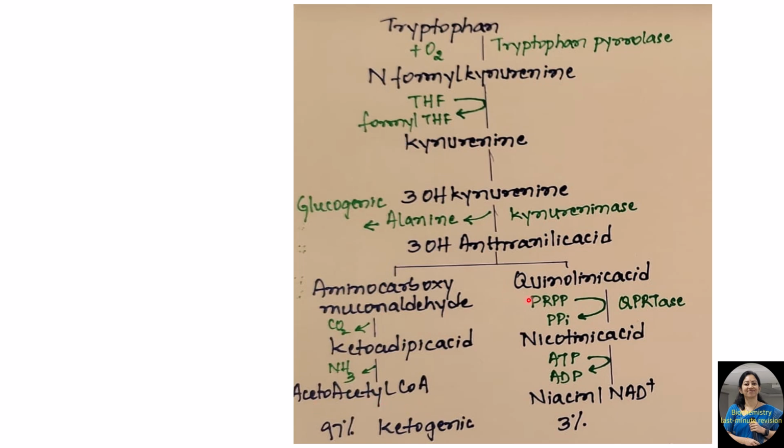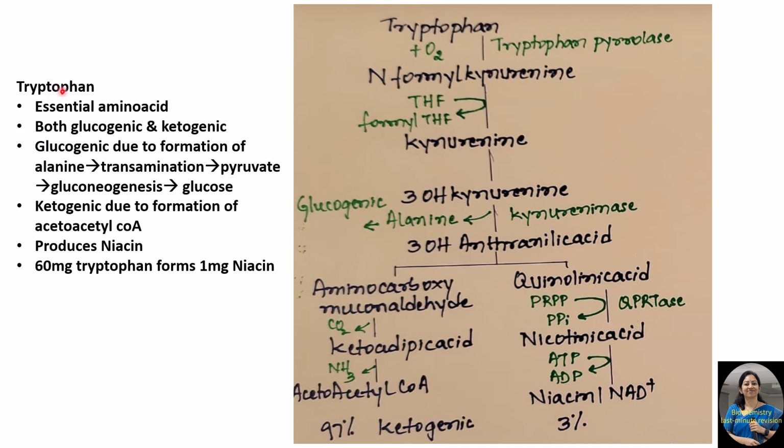The other pathway undergone by 3-hydroxyanthranilic acid is that it gets converted to quinolinic acid. This accepts phosphoribosyl pyrophosphate, PRPP, catalyzed by the enzyme QPRTase, and gets converted to nicotinic acid mononucleotide. This undergoes further conversion with ATP being the phosphate donor and gets converted to niacin. The active form of niacin is NAD, and it can get converted to NAD and NADP. 3% of the tryptophan molecule undertakes this particular pathway.